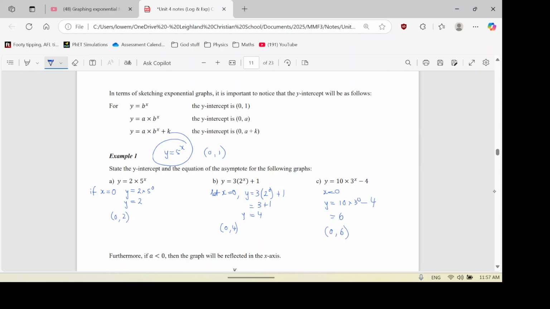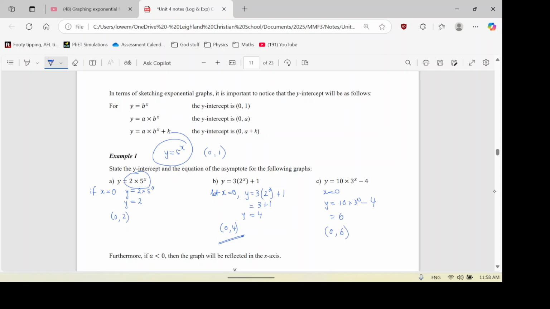For this function here, then we have y equals 3 times 2 to the power of x plus 1. Notice the difference here. You can either have it written with the multiplication symbol, 2 times 5 to the x, or you can have brackets. They mean the same thing. So in terms of your y-intercept, when x is equal to 0, then we've got 3 times 2 to the power of 0, which is 3 times 1, which is 3, plus 1 on the end, giving us y equals 4. And so our y-intercept here is at 0, 4.